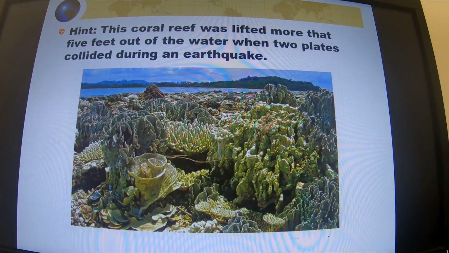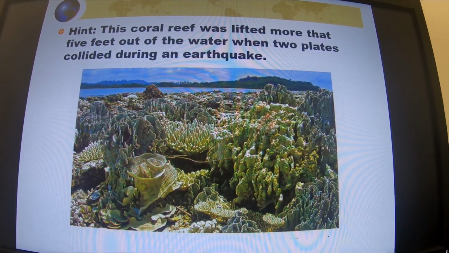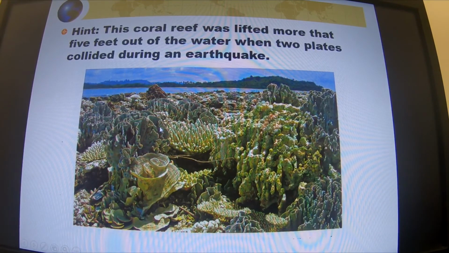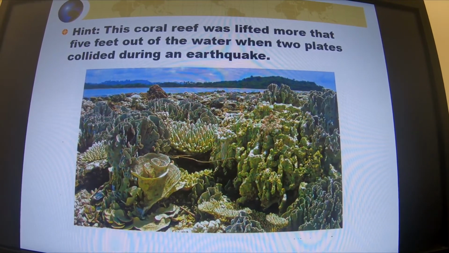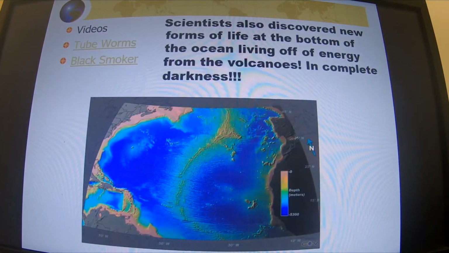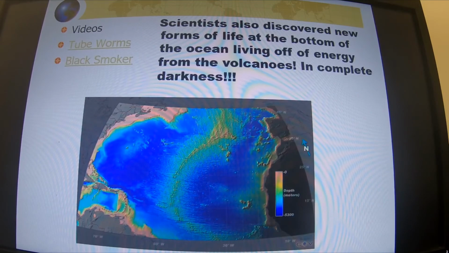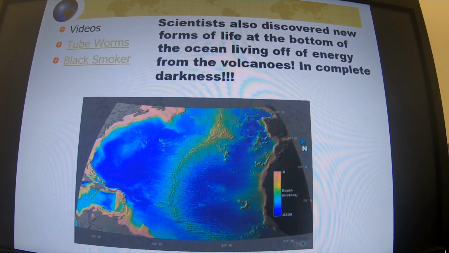Now, this coral reef was lifted more than 5 feet out of the water when two plates collided during an earthquake. So this is a coral reef that really shouldn't be above water, but it is, because when two plates collided, it forced it up to the surface. Now, scientists also discovered new forms of life at the bottom of the ocean, living off energy from volcanoes in complete darkness. We talked about this a little bit when we looked at Challenger Deep at the beginning of our unit.